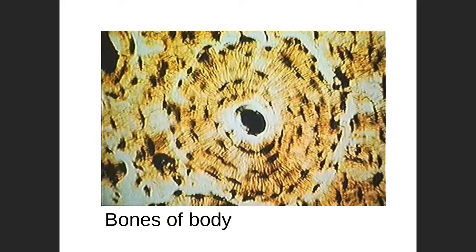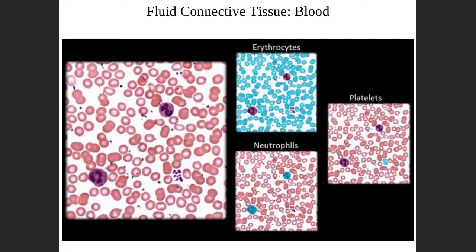All right, finally, the last type of connective tissue is fluid connective tissue. And this slide here shows you a picture of our fluid connective tissue, i.e. our blood. You can see here we've got some red blood cells, right? That's the predominant cell type in this slide. Those red blood cells are also known as erythrocytes. You can see those highlighted in blue in this slide.